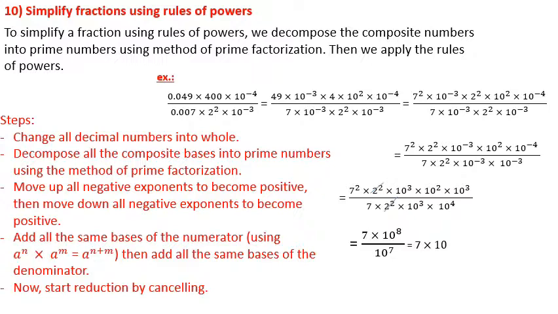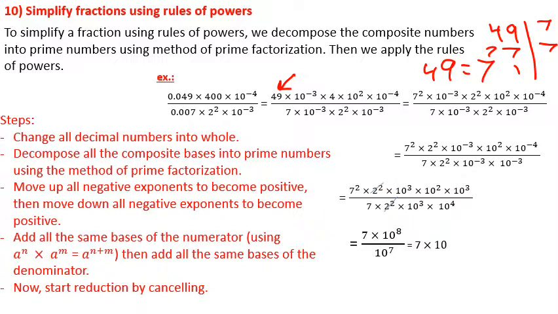For example, we have 49. 49 is not a prime number, so we should make the prime factorization of 49, which is we divide it by 7, it gives 7. If we divide by 7, it gives 1, so 49 is equal to 7 squared as prime factors.